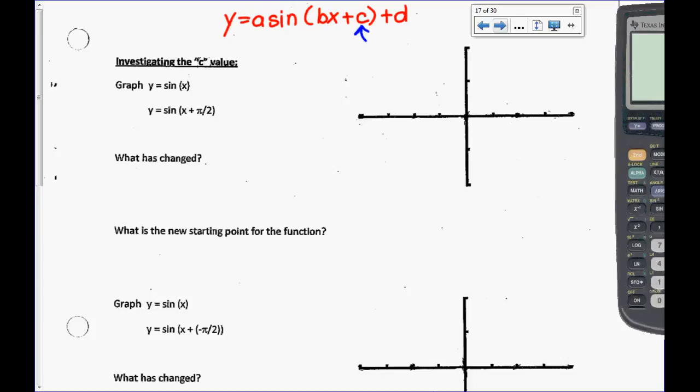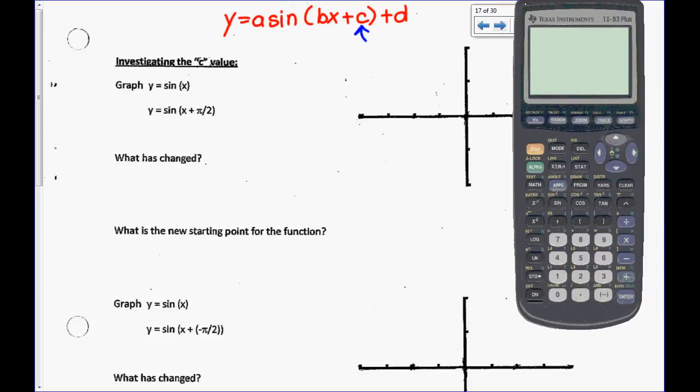Okay, well again, we're going to graph 2 graphs, so you can set them up in your y as your y1 and y2. I'm going to leave sine x as my y1. I'm just going to change my y2 to sine of x plus pi over 2.